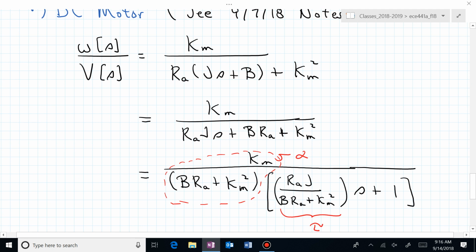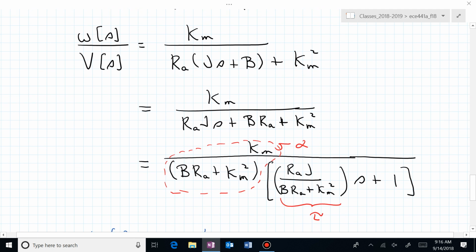And we can now factor out the constant in the denominator, the B R sub A plus K sub M squared. That ugly mess we can factor out and normalize the constant coefficient to equal 1 so that we can put this in a time constant form. The alpha now is some ugly mess. The tau is some ugly mess, but we don't need to know what those are. If we just need to know alpha and tau, we can find a model for this DC motor. And that's all we might need to know to control it, is what's its DC gain, in time constant form, that's alpha, and what's its time constant tau.